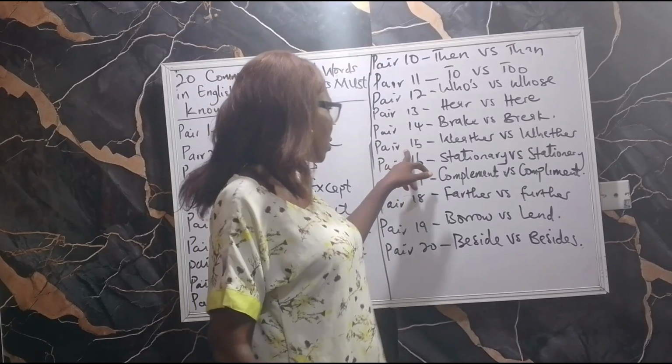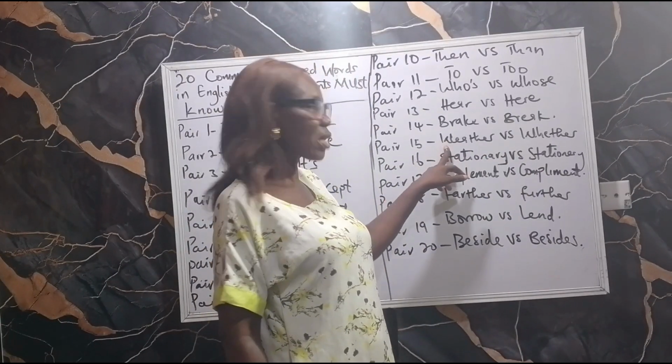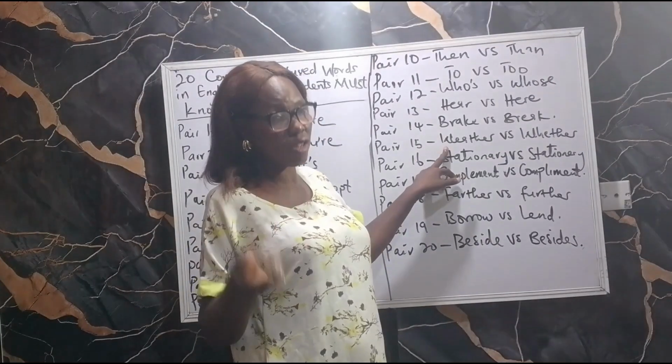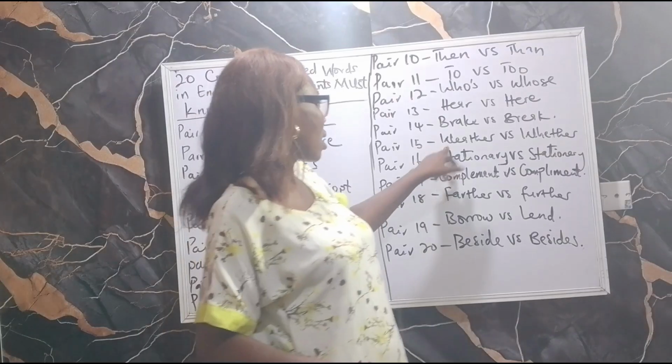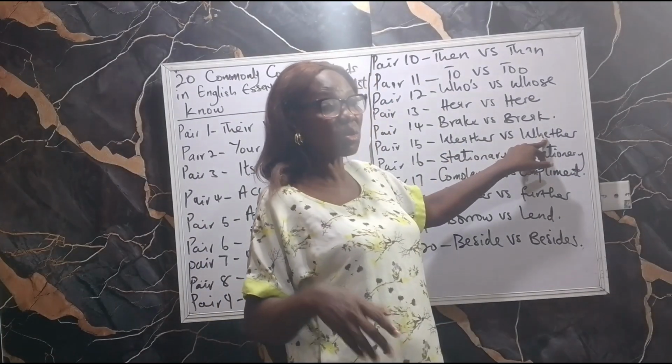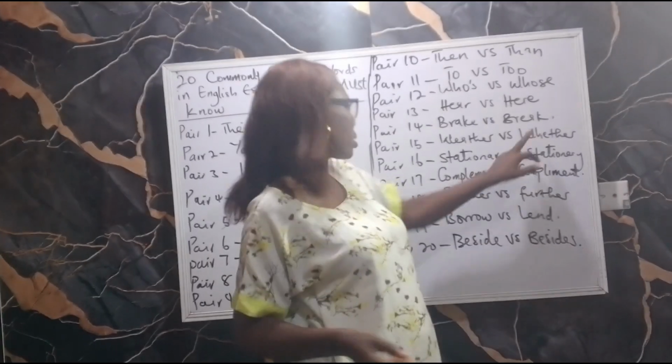Okay. Then 15 we have weather versus weather. Weather here has to do with atmospheric condition. Example in sentence, the weather is clement. Then whether here has to do with choice. I don't know whether he will come or not.